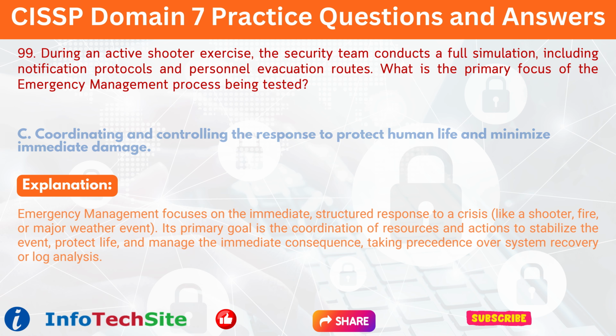Coordinating and controlling the response to protect human life and minimize immediate damage. Explanation. Emergency management focuses on the immediate, structured response to a crisis, like a shooter, fire, or major weather event. Its primary goal is the coordination of resources and actions to stabilize the event, protect life, and manage the immediate consequence, taking precedence over system recovery or log analysis.